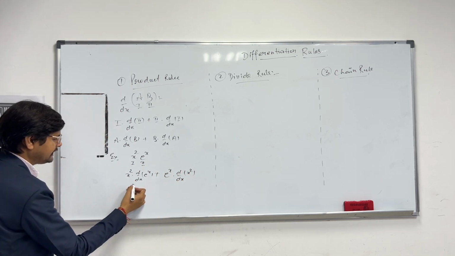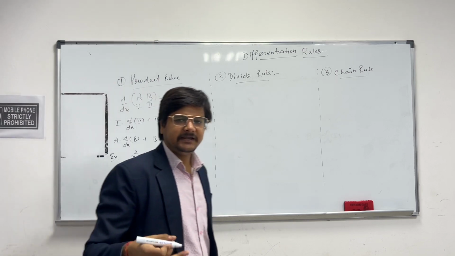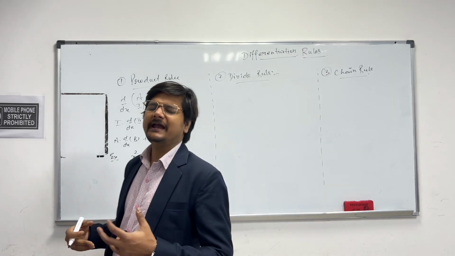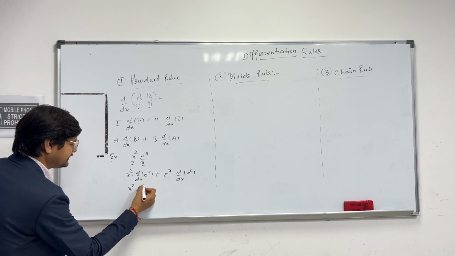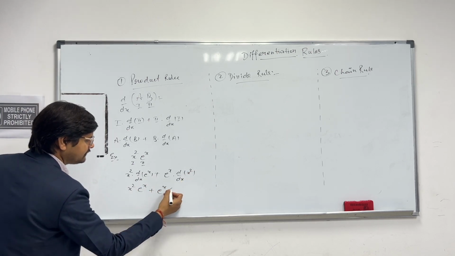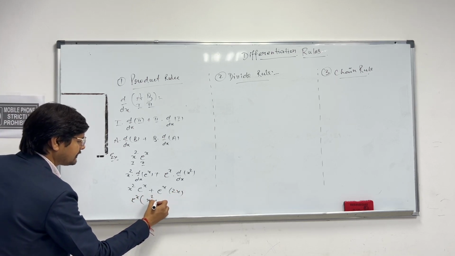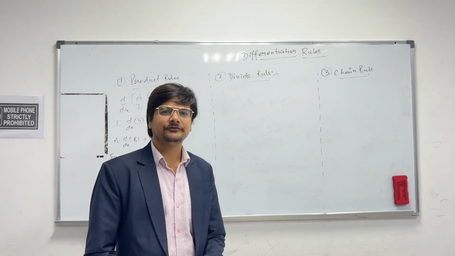So x square is constant and we differentiate the exponential function e to the power x. If we differentiate e to the power x, the differentiation is the same, e to the power x. And the differentiation of x square is 2x. So we can say x square e to the power x plus 2x e to the power x will be the answer of this one. Okay, now we will go to the next rule.